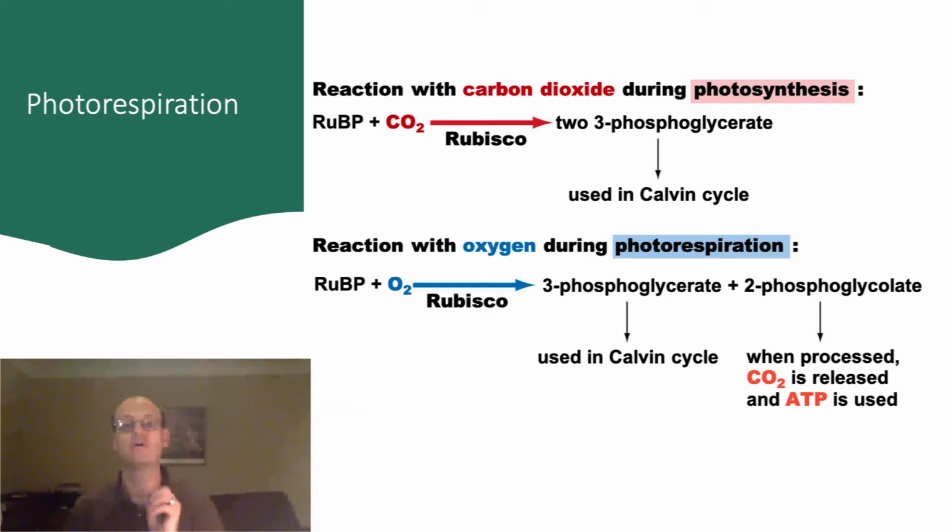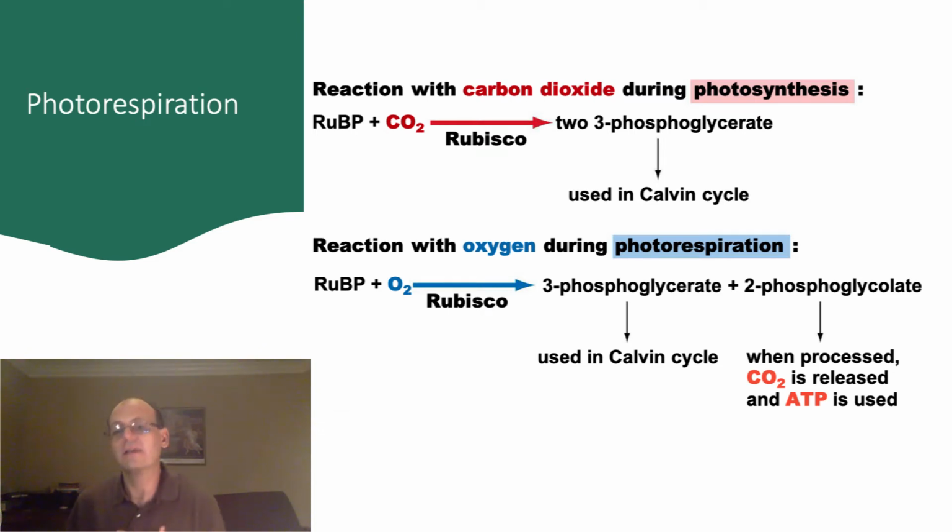In photorespiration, Rubisco combines with oxygen to form a molecule of 3-phosphoglycerate that's used in the Calvin cycle, plus a molecule of 2-phosphoglycolate, which undergoes reactions that release carbon dioxide and use ATP. Therefore, because photorespiration is releasing carbon dioxide instead of fixing it, and using ATP instead of generating it, we often think about photorespiration as doing the reverse of photosynthesis. As you might imagine, this is very costly for plants.